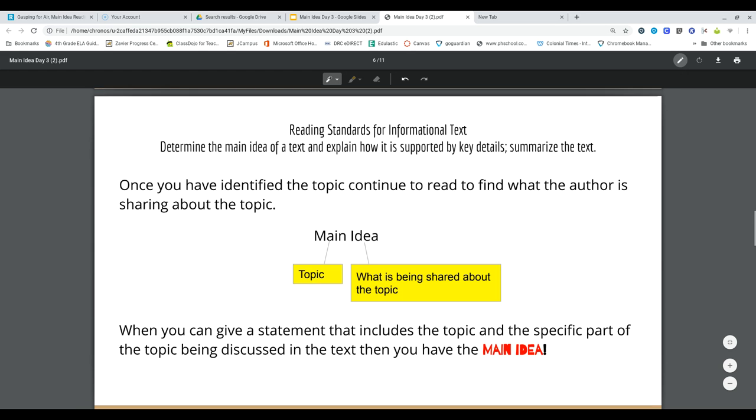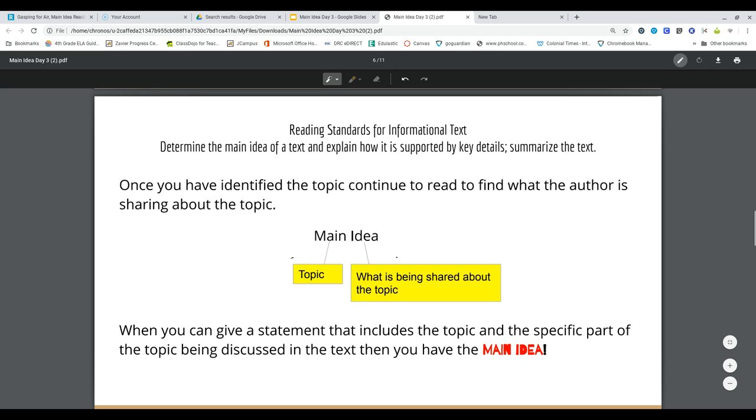So the first thing we're doing in our process of finding the main idea, we said that we would focus on finding the topic of the text. And we said one of the places we could look would be the title or the subheadings in the text. So once you've identified the topic, continue to read to find what the author is sharing about the topic. So when we look at the main idea, we have 2 parts. The main represents the topic. The idea is what the author is sharing with you about the topic.